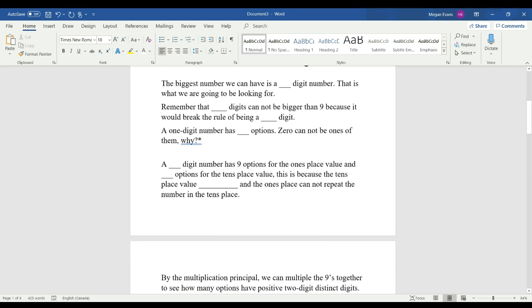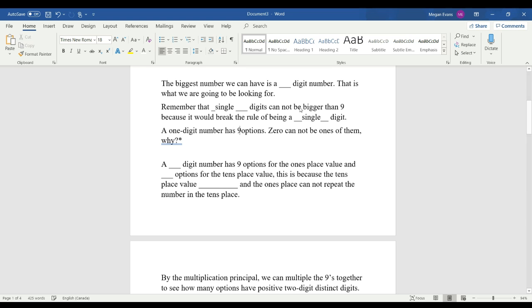So as a quick review, the biggest number that we can have with distinct digits is going to be a 10-digit number. So that's what we're going to be looking for. This is because we can have numbers from 0 ranging to 9. That's 10 numbers. Remember that 0 cannot go in the first place value for the number. A 1-digit number has 9 options in this case.